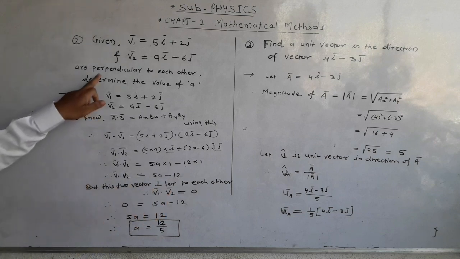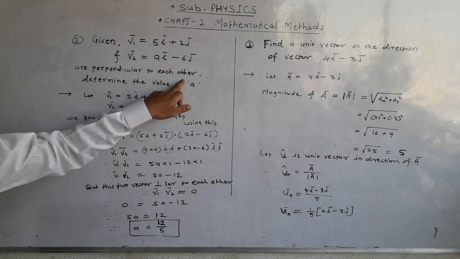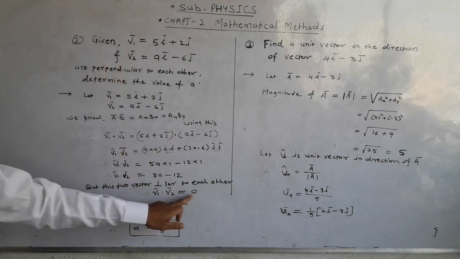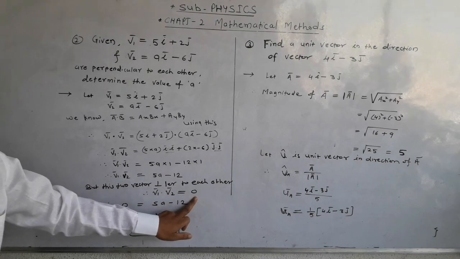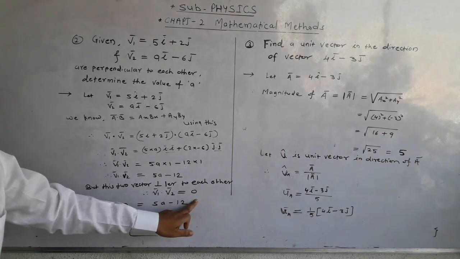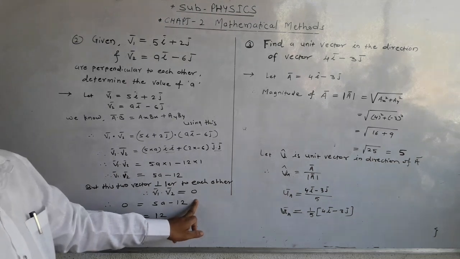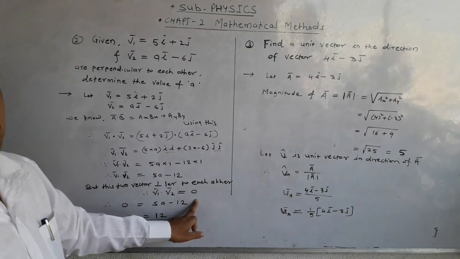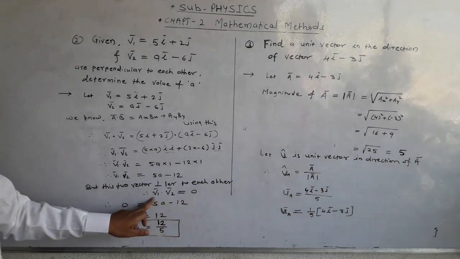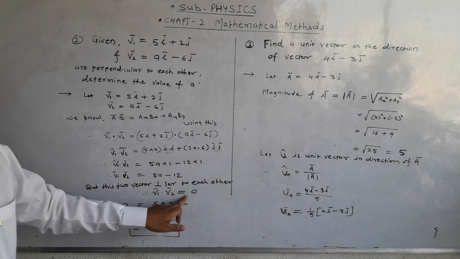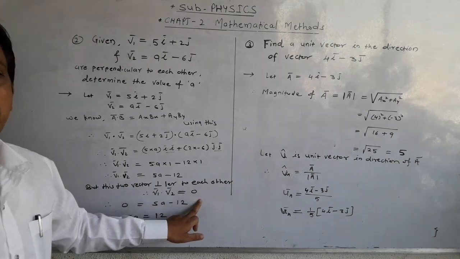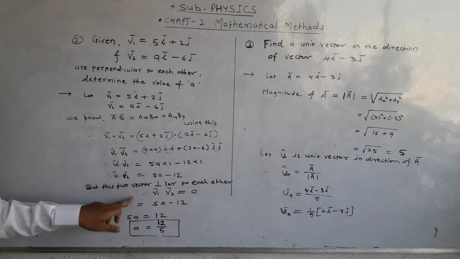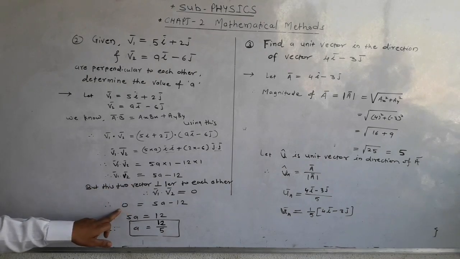But we are given that these two vectors are perpendicular to each other, so the scalar product of these two vectors must be equal to 0 because they are perpendicular. Because the angle between them is 90, and we know that a bar dot b bar is equal to ab cos 90, and cos 90 is 0, 0 into something is 0, so the dot product between these two vectors is equal to 0 because they are perpendicular. Therefore, instead of v1 bar dot v2 bar, we take 0.